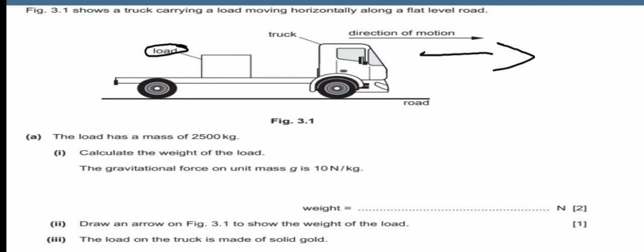So question A is saying, the load has a mass of 2,500 kgs. So sometimes in an exam, they're not going to give you mass in kgs. So your job is to convert the mass from grams into kgs.